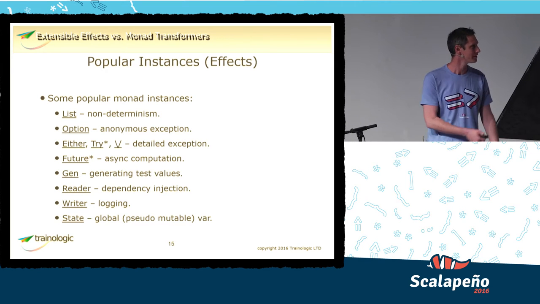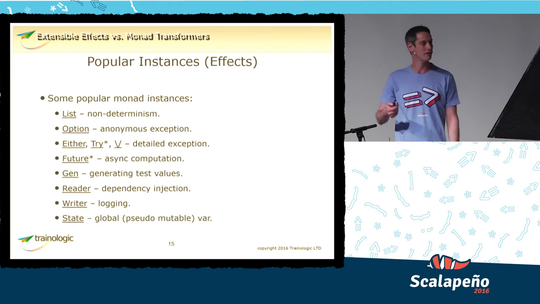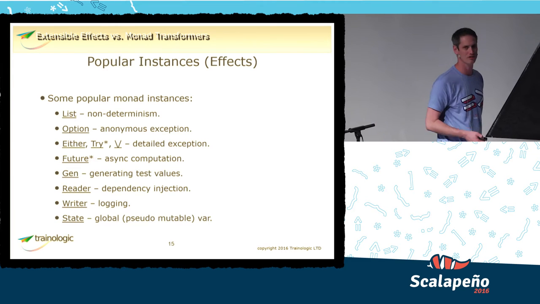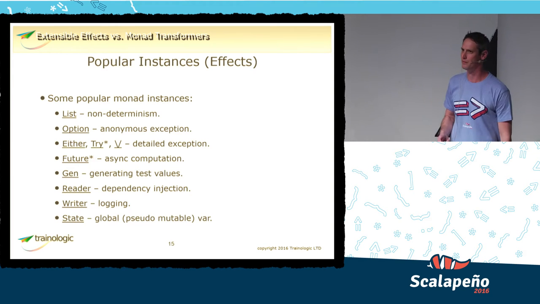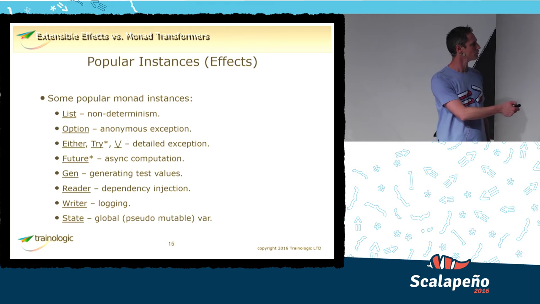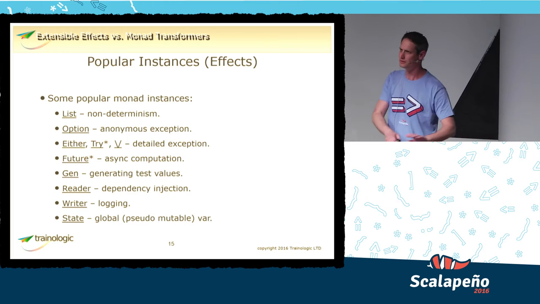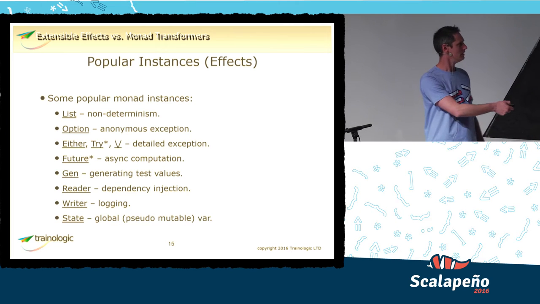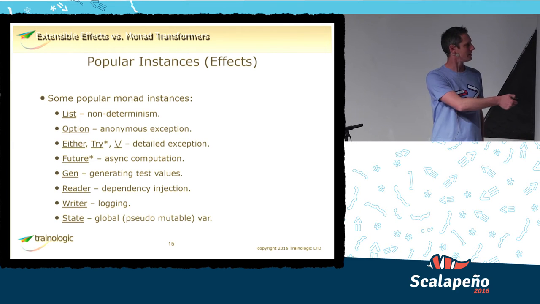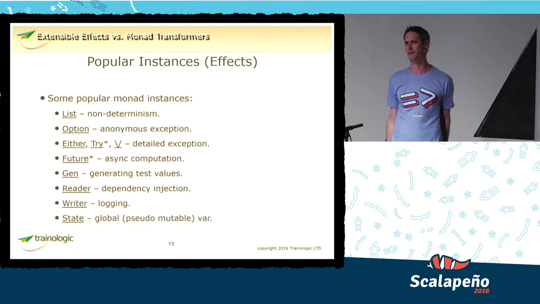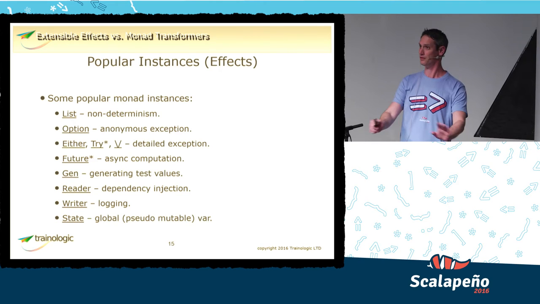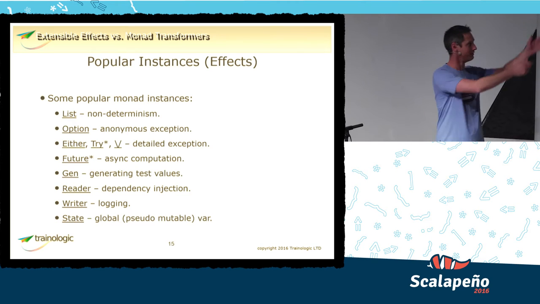I have multiple results, or option, anonymous exceptions, or either, try or disjunction, depending on the library or framework you are using. Future, everything with the asterisk is not a proper monad by the laws, but who cares now, okay? Generator for tests, reader for dependency injection, writer for logging, state for global, and there are many, many others. Okay, so everything is great, we have an abstraction, a good one, we have instances.